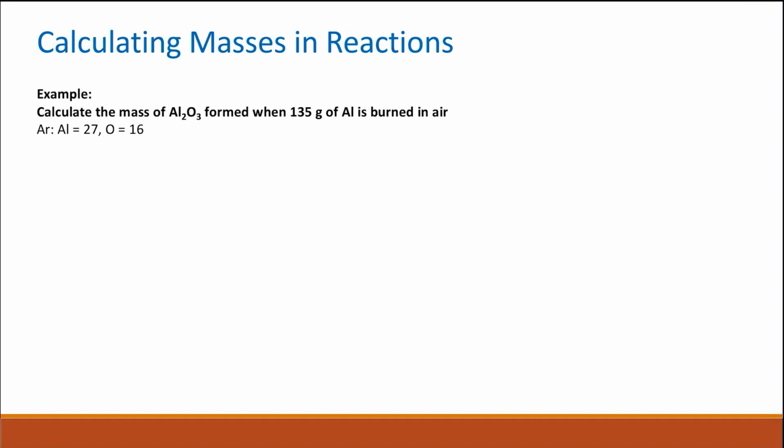You can calculate the mass of one of the products if you know the mass of one of the reactants, and vice versa. So if you know the mass of one of the products, you can also calculate the mass of the reactant. For example, you may want to calculate the mass of the product, aluminum oxide, that is formed when 135 grams of aluminum is burned in air.